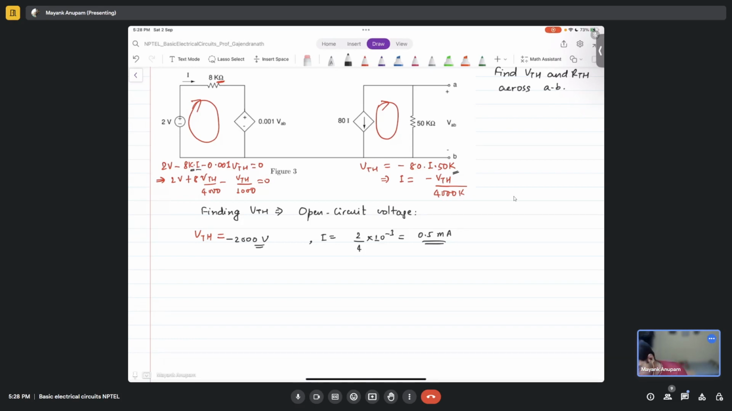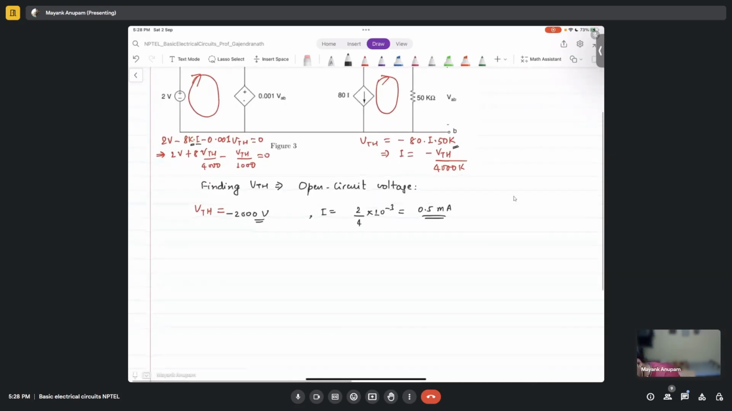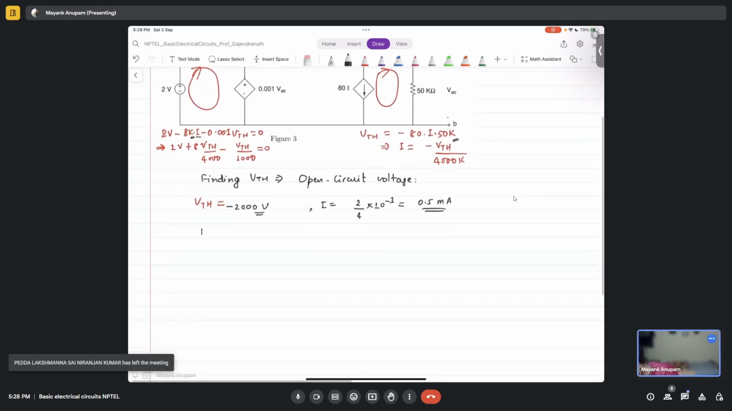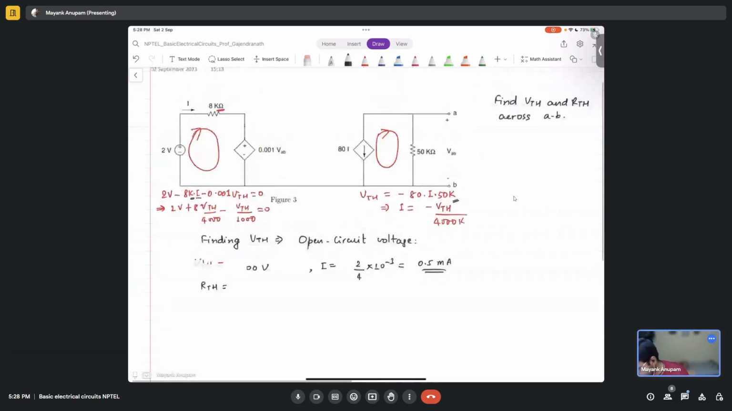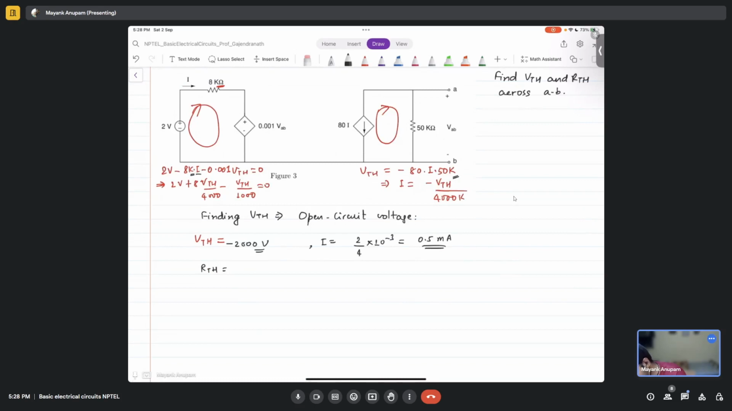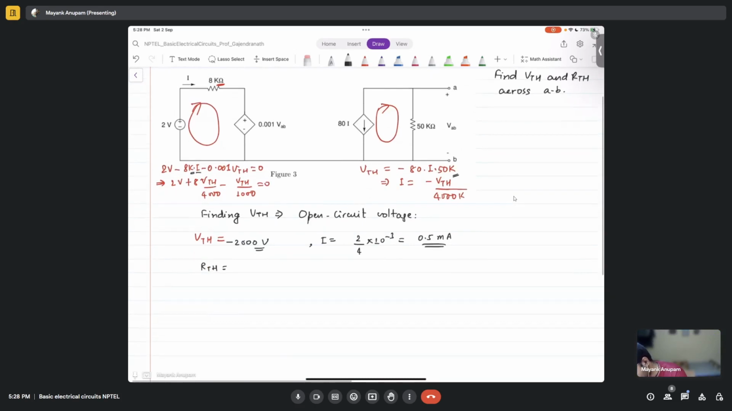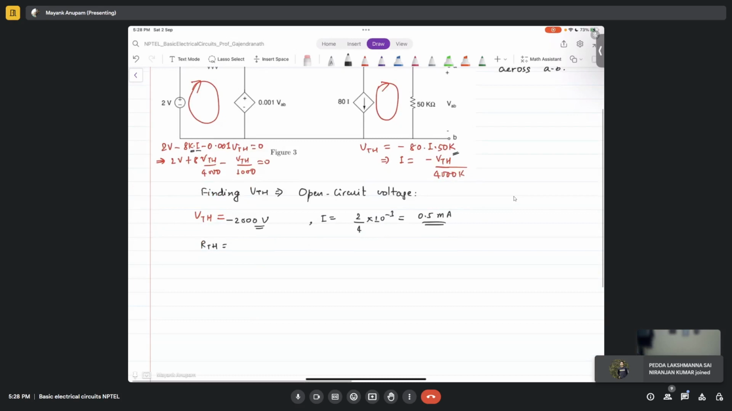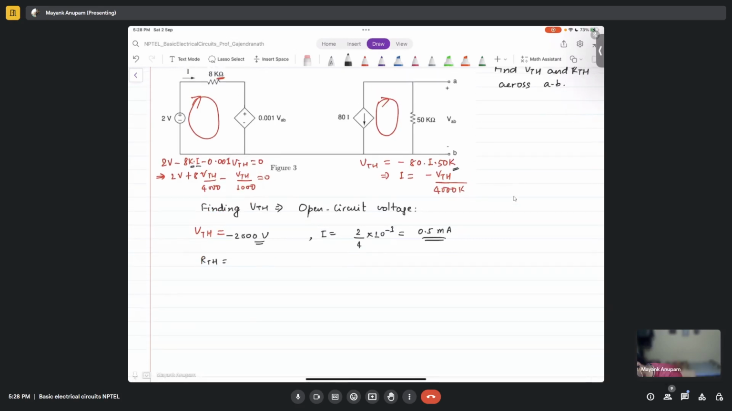Okay, sir. Yes. Fine. So VTH is minus 2 kilovolts, and what is RTH? Sir, there are dependent sources, so in case of dependency, we have to use a test source. Yes, we need to use a test source, right? So what will the equivalent circuit be? You have to short the 2 independent voltage sources.